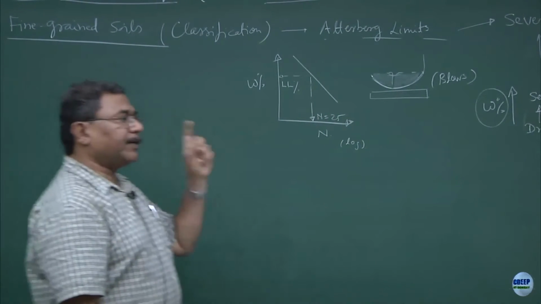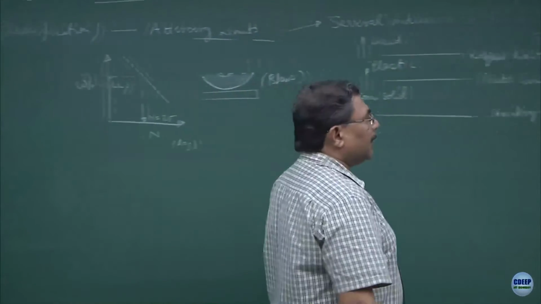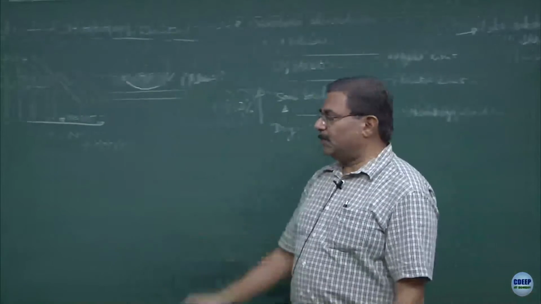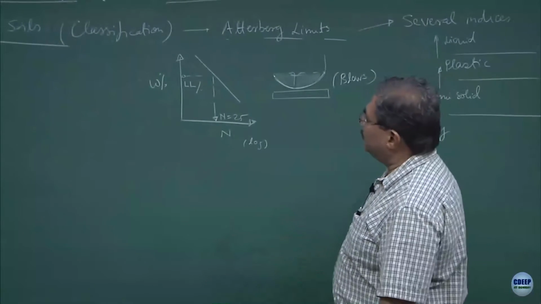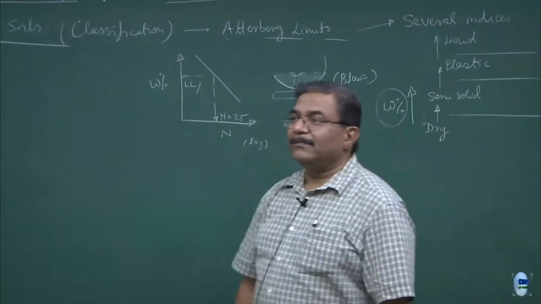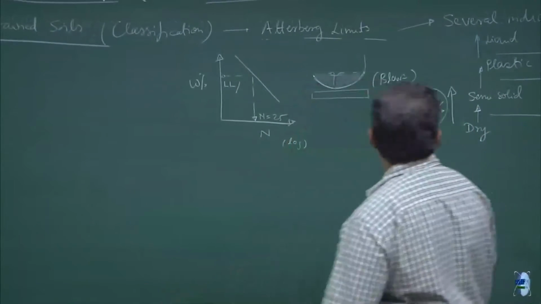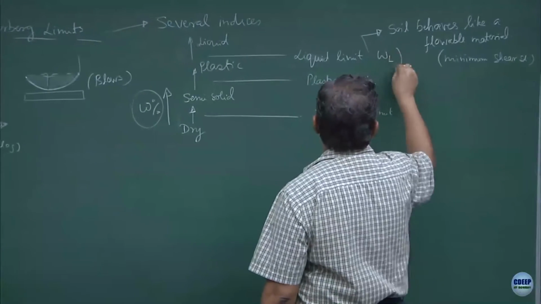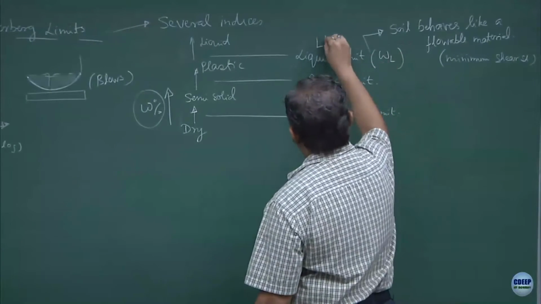This is one way to characterize the soil. These are ancient ways of classification, but they are still valid and people are using them, and these are just like Brahmavakyas. You have to follow it if you have to classify. So, we have obtained the liquid limit. Normally, we define liquid limit as WL. Sometimes we write it as LL also.